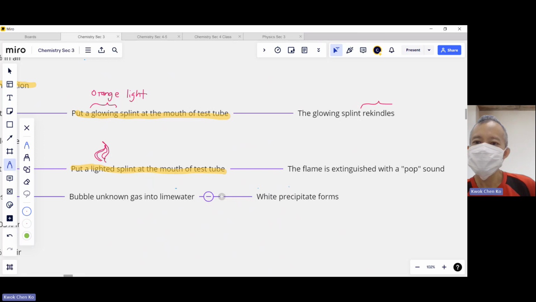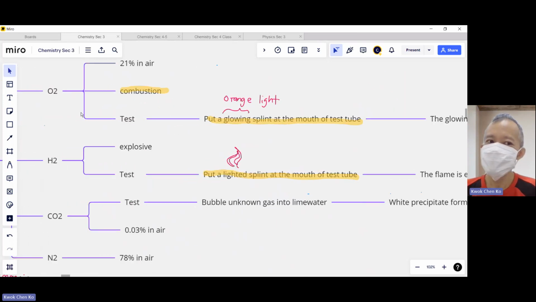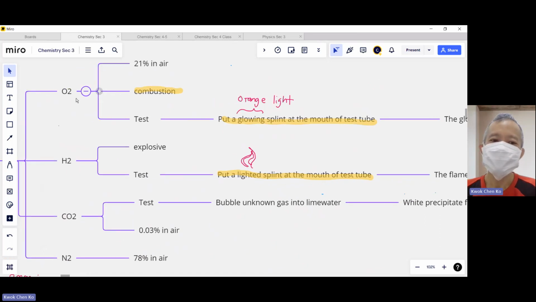Now, again, just a note: rekindles means it bursts back into a flame, so it becomes lighted. And by the way, you may have to do this for your practical exam as well. Did you do it for oxygen? No, right? You said you got hydrogen.